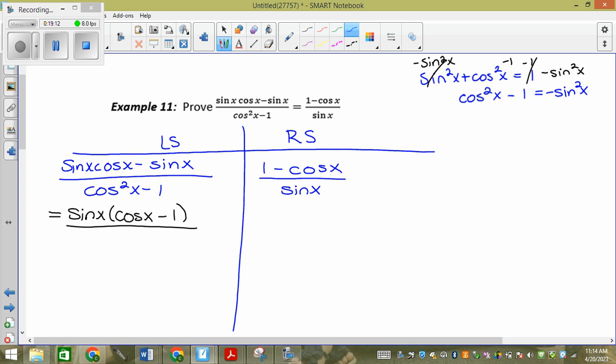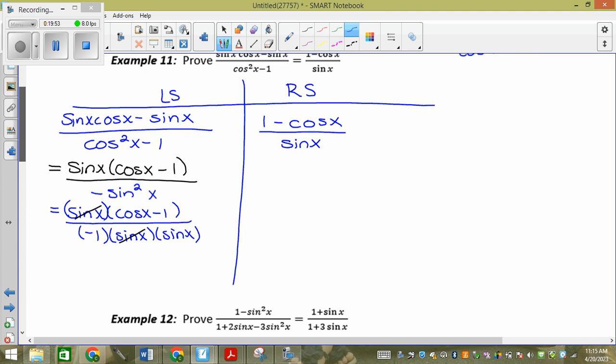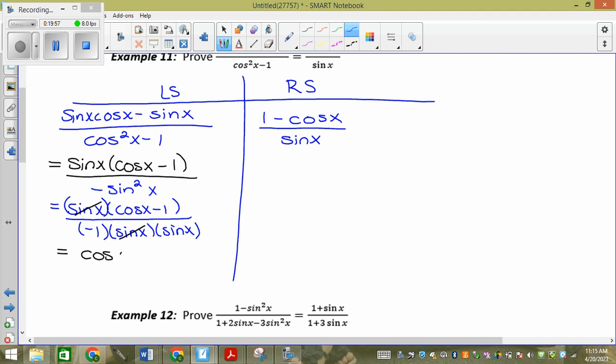To get that, I can replace this with negative sine squared x. That is a true statement. Can I cancel anything off? Remember, if you're not sure whether you can cancel, sine squared is just two of them. So I can write this as sine x times cos x minus 1, and then this is just literally negative 1 times sine x times sine x. Can I cancel anything? Yeah, the sine x's. So now I have cos x minus 1 over negative 1 times sine x.